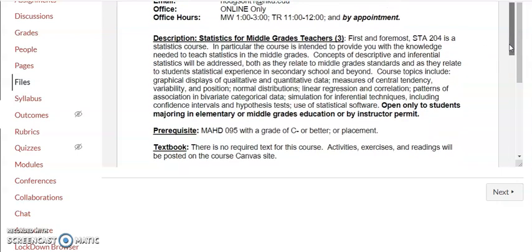So one thing to emphasize about this class: it is a statistics class. This is not a class in methods of how to teach statistics, but it is a class designed to provide you with the knowledge base that you need to be successful in teaching probability and statistics, but mostly statistics, in the middle grades.